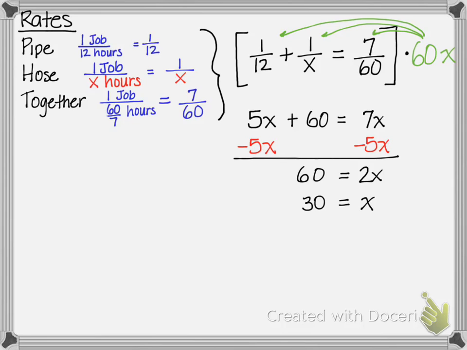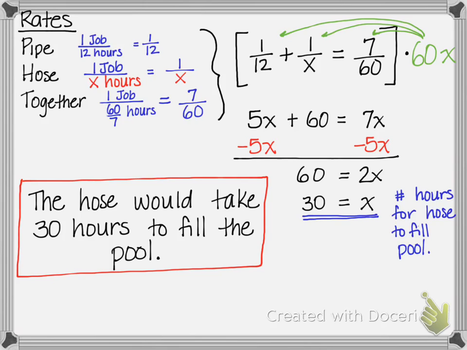And at this point, we might remind ourselves, what was x? I've totally forgotten what x was, because this is an application. We have to always remember what the objective is here, not just to solve for this letter x, but it means something. And we remember that x stands for the number of hours for the hose to fill the pool. So we can correctly answer this question with the sentence: the hose would take 30 hours to fill the pool. So this is the second of our job problems, or actually rate application problems.